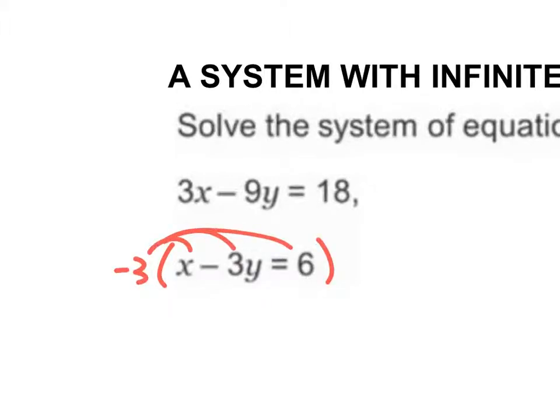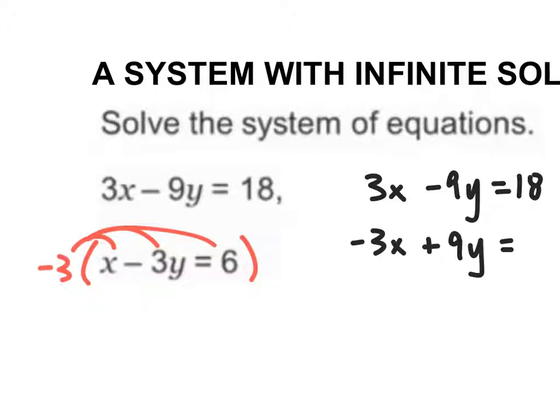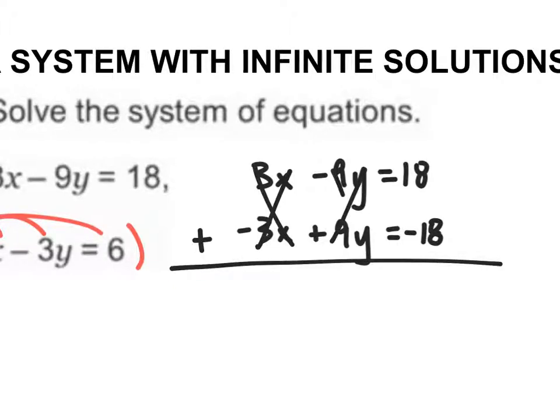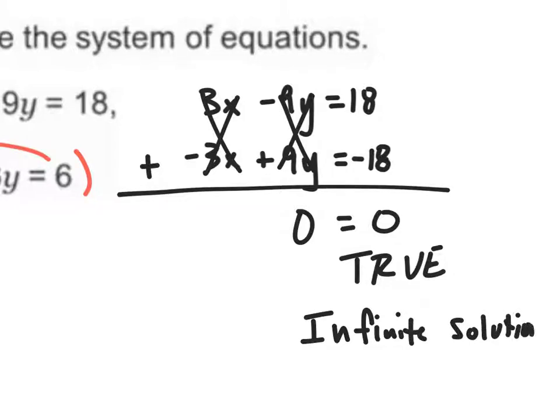Distribute that, and so I'm going to get 3x minus 9y equals 18. If I distribute the negative 3, I'm going to get negative 3x plus 9y equals negative 18. And so as a result, notice how everything here is opposite. If I add these two equations together, my x terms are going to cancel out. My y terms are going to cancel out. I'm going to get 0. And then I get 18 plus negative 18, and that's also going to give me 0. So this is a true statement. And remember, when I get a true statement, that means that we have infinite solutions, and that's what we've got.